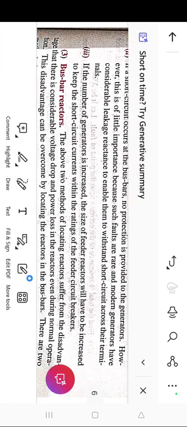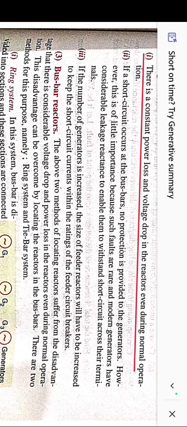If a short circuit occurs on the busbar, no protection is provided to the generator. However, this is of little importance because such faults are rare and modern generators have considerable leakage reactance to enable them to withstand a short circuit across their terminals.